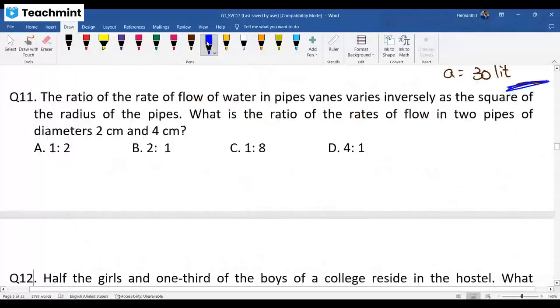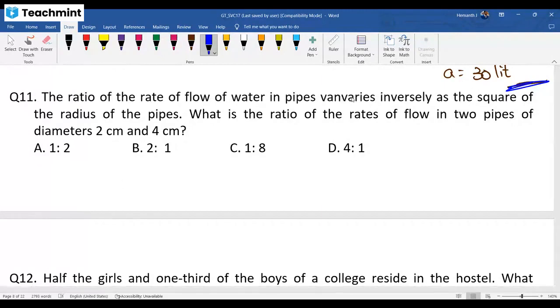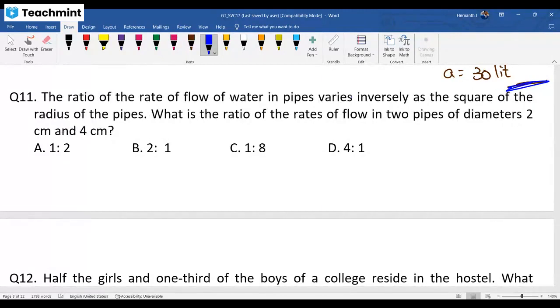Now see the next question. The rate of flow of water in a pipe varies inversely as the square of the radius of the pipe. What is the ratio of flow in two pipes of diameters 2 centimeters and 4 centimeters? They're asking the rate of flow. So flow varies inversely with the square of its radius.